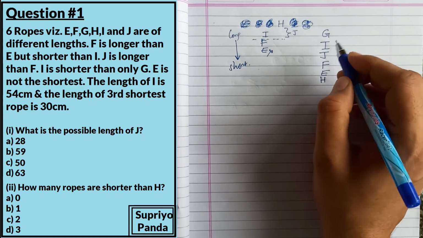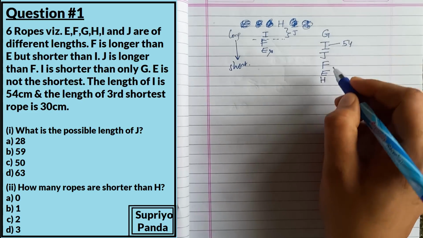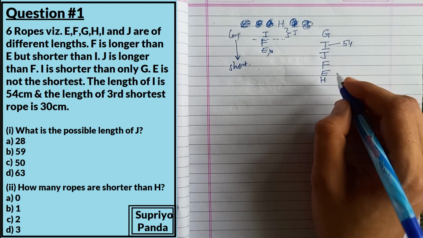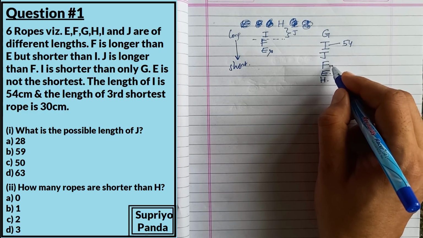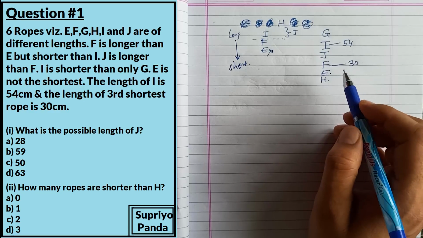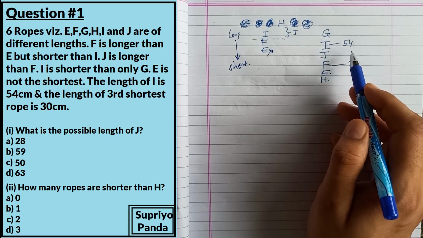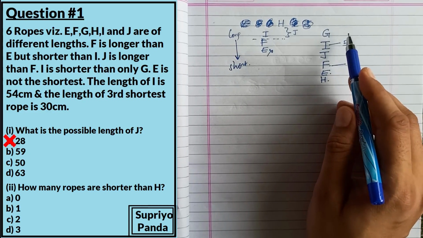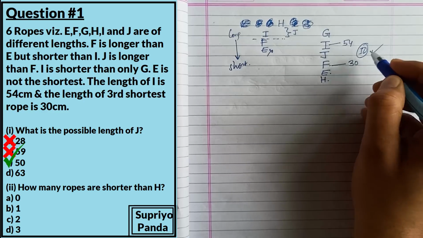Now they have also told that the length of I is 54, and the length of the third shortest rope is 30 centimeters. So this is shortest, second shortest, third shortest. The third shortest is 30. Now what's the question? What's the possible length of J? Can we have 28 between these areas? No, we cannot. Can we have 59? No, it goes in this range. Can we have 50? Yes, 50 is correct. So 50 is our answer.